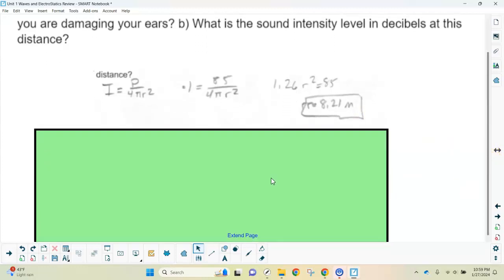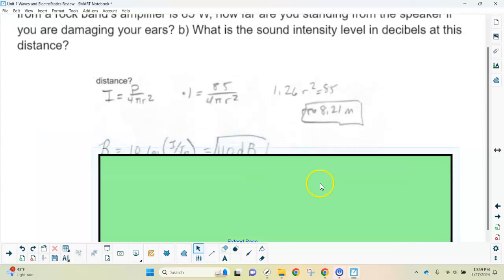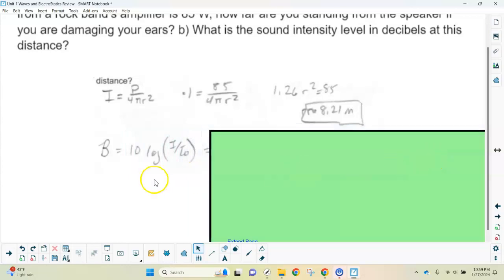And then for what's the sound intensity level, that's the decibels. So you're going to use the decibel equation, which is 10 times the log of I divided by I naught. I naught, again, is that threshold of hearing.